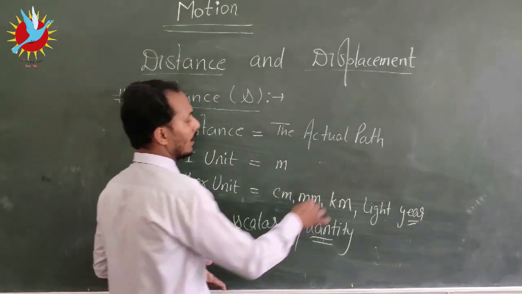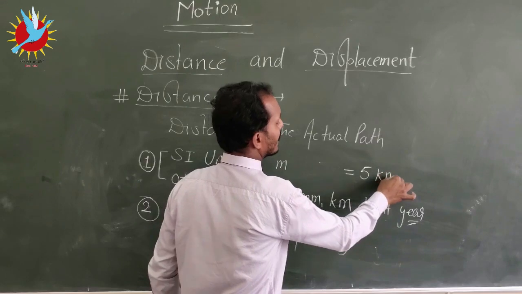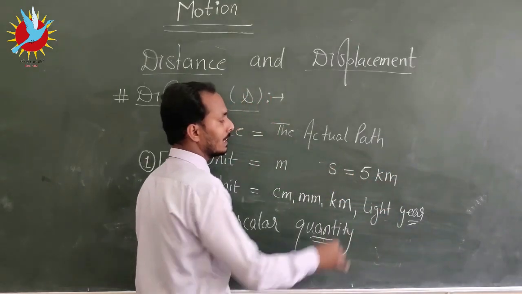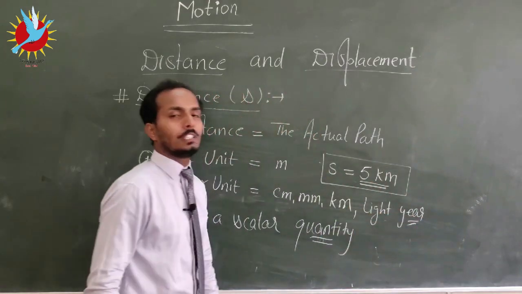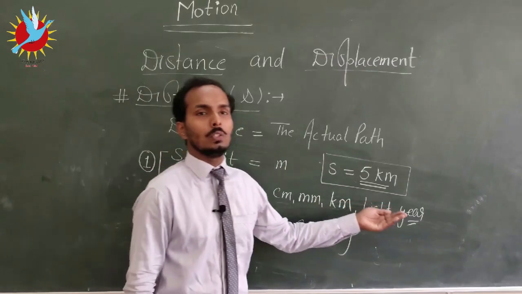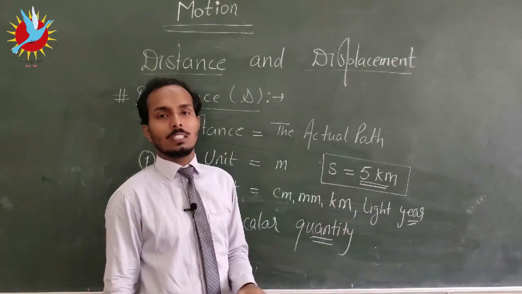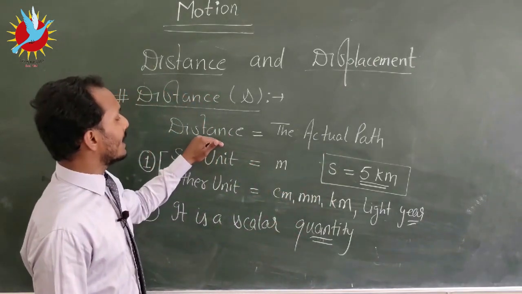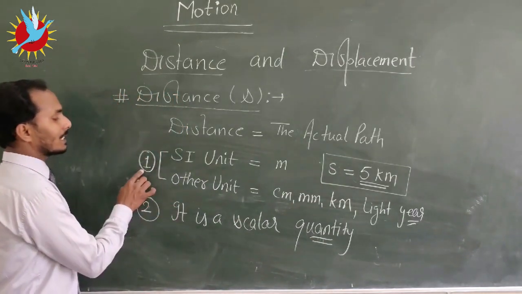For example, a body covers 5 kilometer distance. Then this 5 kilometer is the magnitude. Magnitude means numerical value. It covers 5 kilometer, it has magnitude, it does not depend upon direction. So what is the distance? Distance is the actual path covered by the body.